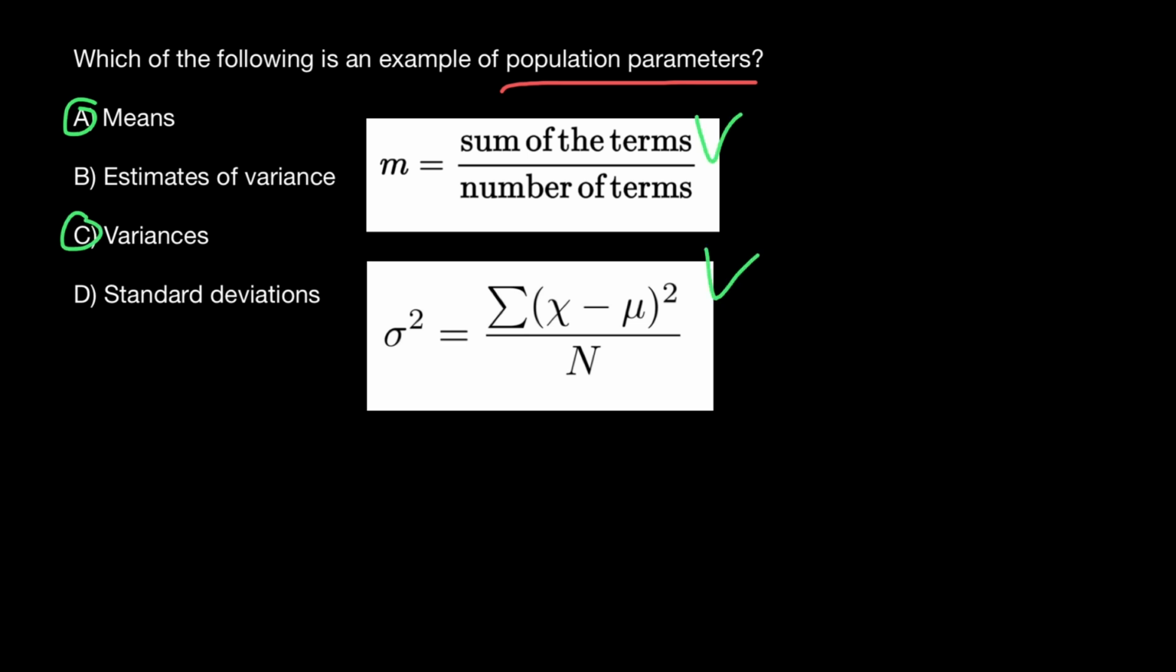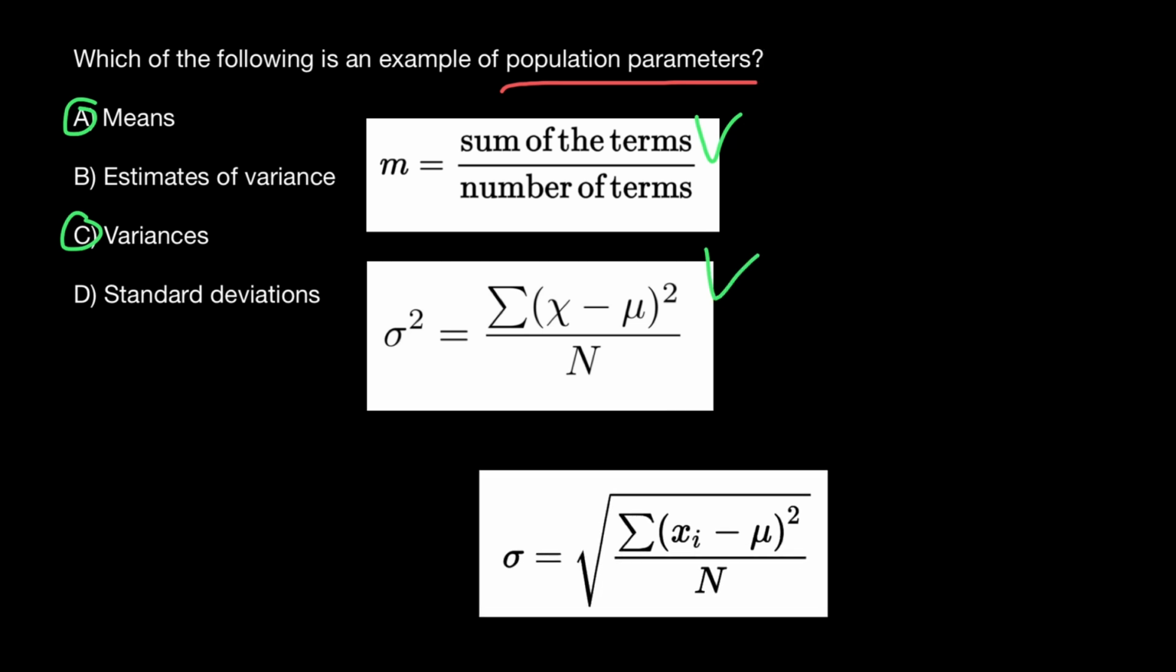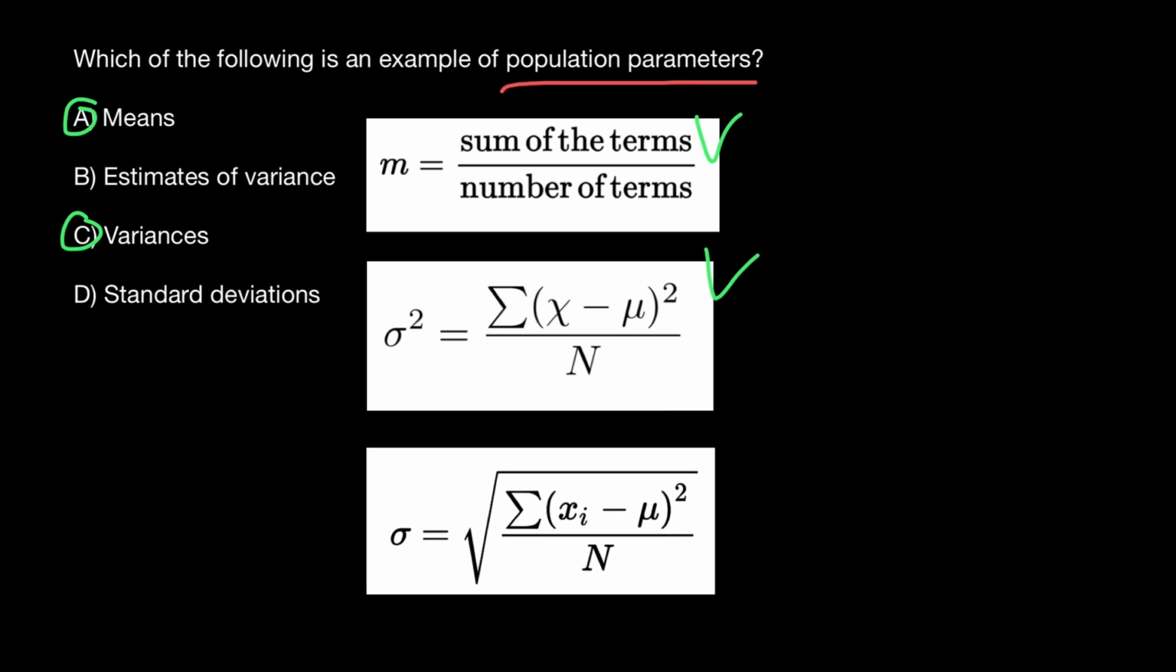And now let's talk about standard deviation. And standard deviation, as you can see from this formula, is basically the square root of the variance. So we have sigma here, which uses the same formula as above, we just take a square root. And standard deviation is also a population parameter.